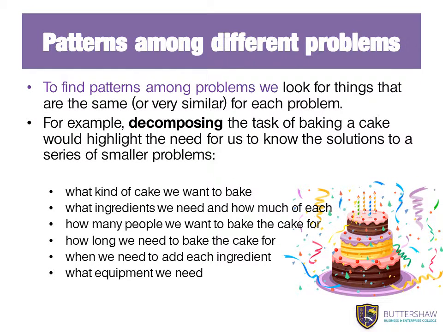To find patterns among problems, we look for things that are the same or very similar for each problem. For example, decomposing the task of baking a cake would highlight the need for us to know the solutions to a series of smaller problems. For example, what kind of cake we want to bake, what ingredients we need and how much of each, how many people we want to bake the cake for, how long we need to bake the cake for, when we need to add each ingredient, and what equipment we need.